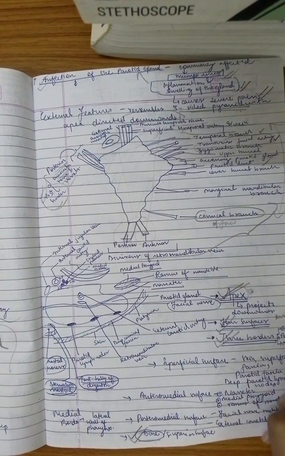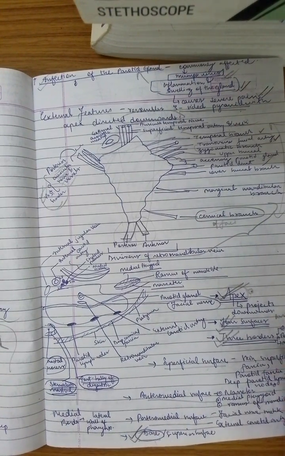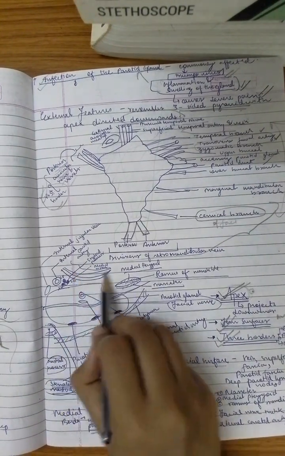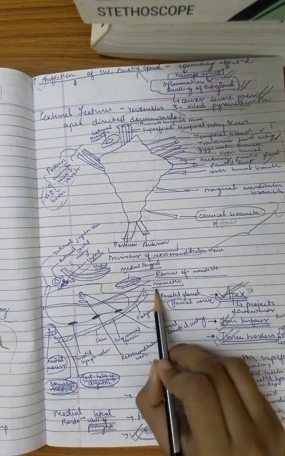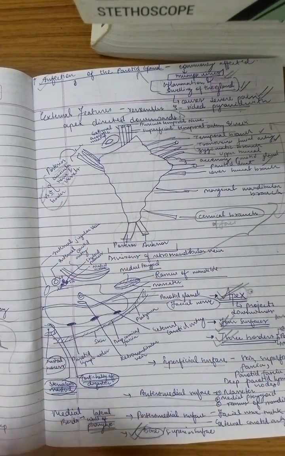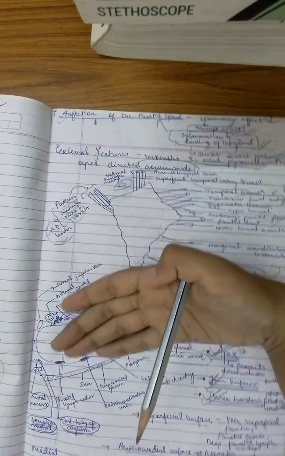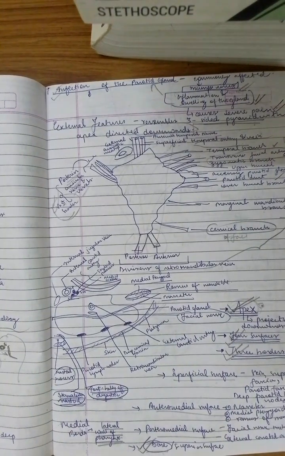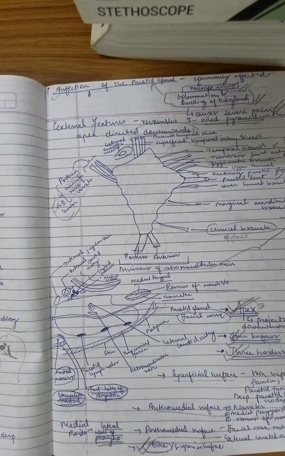So anterior border is done, posterior border is done, base is done, apex is done. Now the medial border. The medial border is related to the wall of the pharynx. As you can see, this is the medial border and this is another section of the parotid gland which we have taken. This is a sagittal section. This is a cross section, which we are seeing right now.